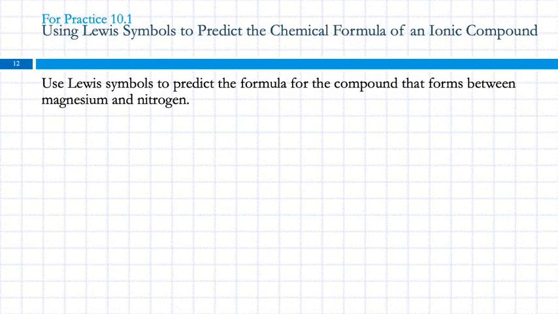Let's see, I think magnesium's going to be purple. No, magnesium's going to be green. So there's magnesium. How many valence electrons does magnesium have? 2. 1, 2. Nitrogen's going to be blue. So here's nitrogen. How many valence electrons?